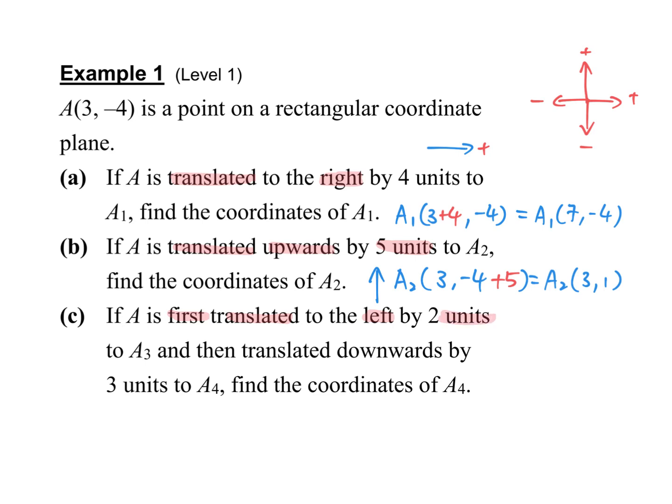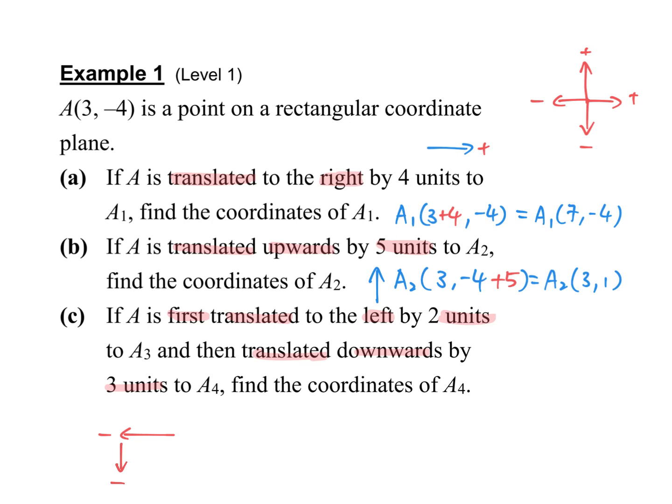Part C. A is first translated to the left by 2 units. Okay, so let me get ready. Translate to the left. Left, it is a minus, and then translated downwards by 3 units to A4. Okay, and then translated downwards, it is also minus for the coordinates.